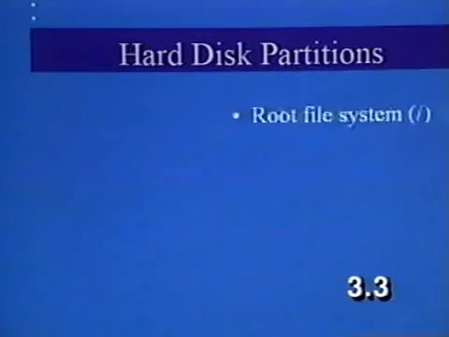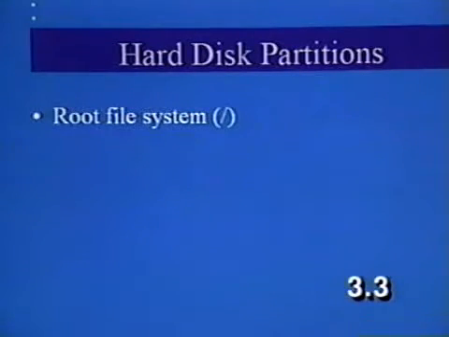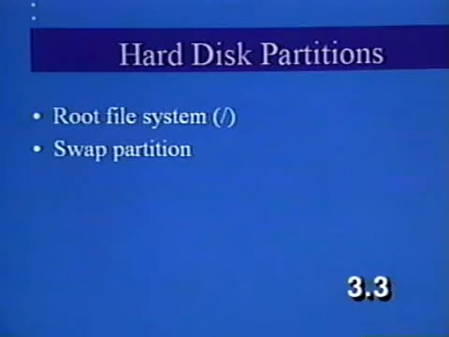but first you need to think about what partitions you want for the Red Hat system that you need to install. You have to have at least a root file system for the Linux operating system. We call this /, as I mentioned, the root of the directory structure, but it's also called the root file system. In addition to this, you'll probably want a swap partition.